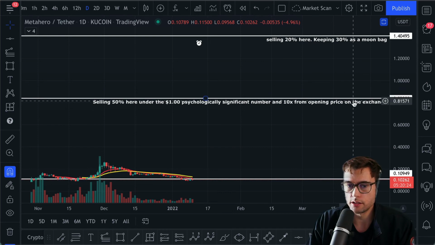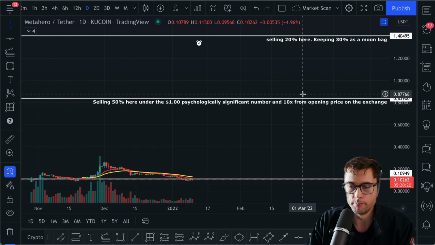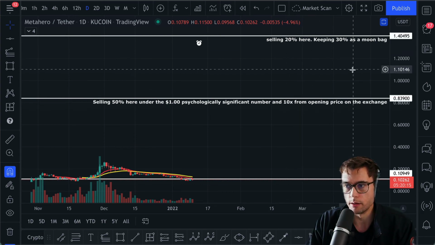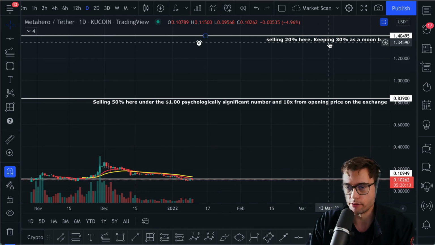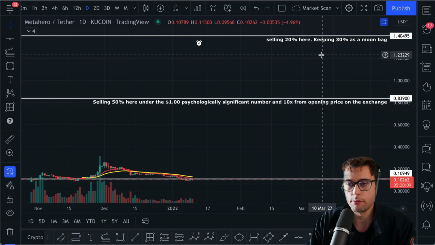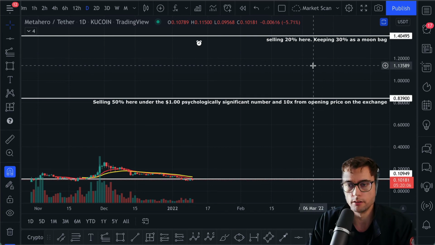So I'm gonna get out here for 50%, and then I will keep 30%, and then I'll keep the rest up here, and I'm going to sell 20% up here at $1.40 if it ever reaches there. I'm not saying that this is ever going to reach there, but if it does, I'll sell 20%, and then I will keep 30% just as a moon bag for who knows how long.